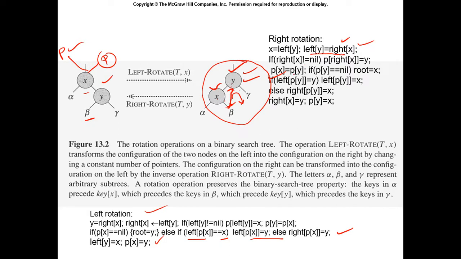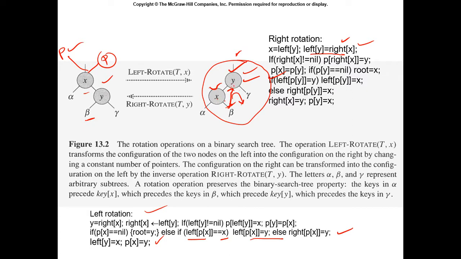If right of x is not equal to null, then parent of right of x equal to y. So parent of right of x will become what? Y will be the right. Okay. Then p of x equal to p of y. You say parent of x is who? Parent of y. If p of y equal to null, if you do not have parent of y, then root equal to x, x becomes root.